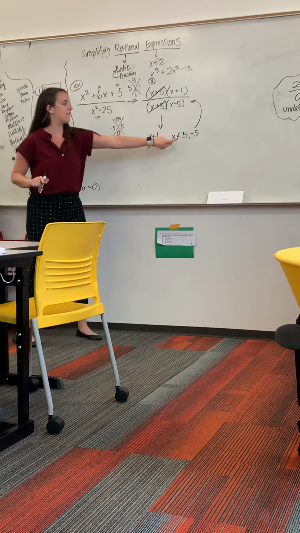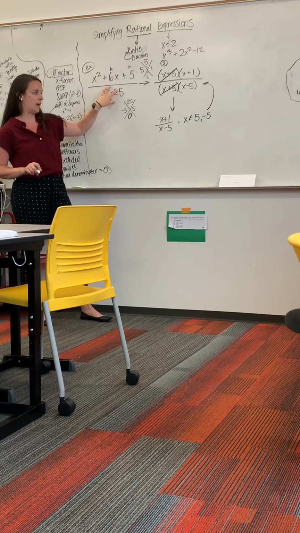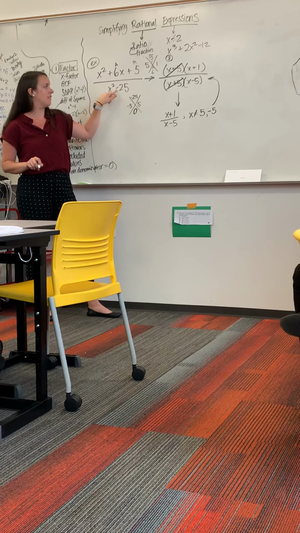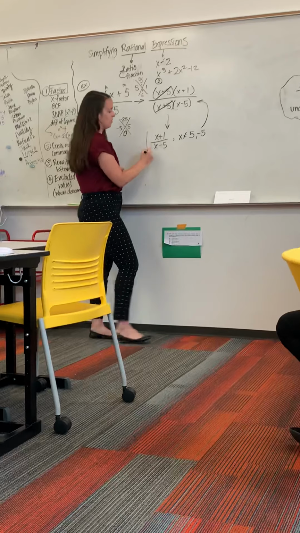If we take 5 and put it in here, what's 5 squared? 25. Minus 25 would be 0, right? What's negative 5 squared? 25. Still 25 minus 25 is still 0. So we're excluding them from the original problem.